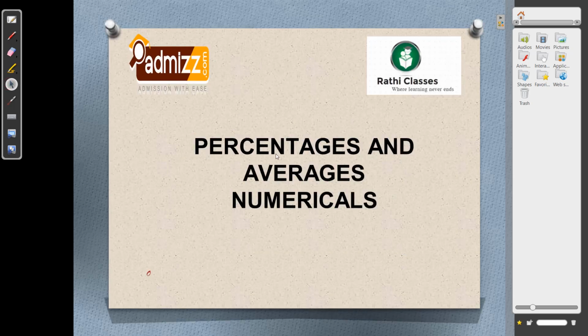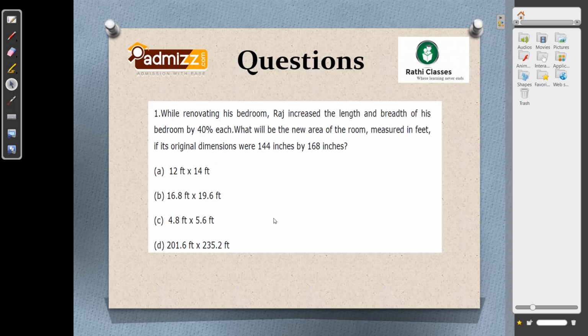So today we'll be dealing with some of the aptitude problems based on quant. Let's start with percentages and average numericals. Our aim would be, without using a calculator or paper and pen, to try to solve and get the solution for each of these questions. In question number 1, first and foremost, you need to read the question very carefully.